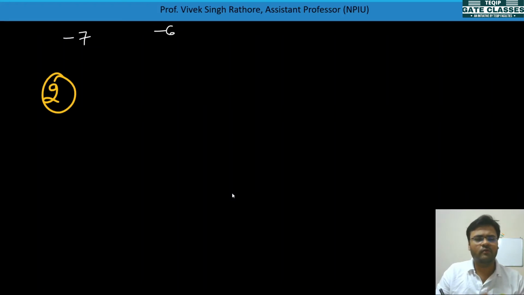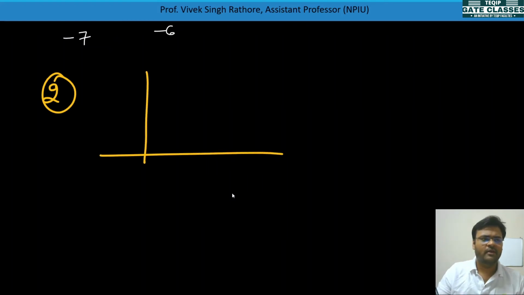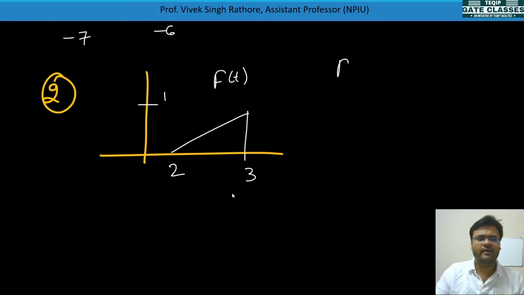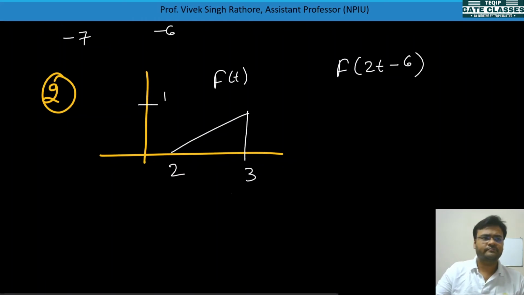Let's see a second question also, and this will tell you more about scaling. The same sawtooth signal is there, and this signal value is 2 to 3. Let's suppose the value is 1, and if this is f(t), then you need to calculate f(2t-6).